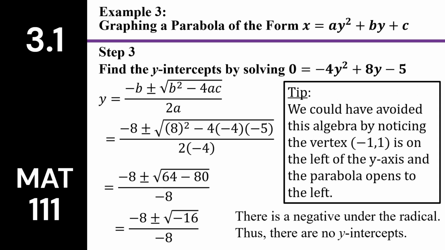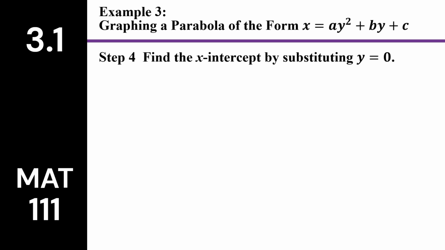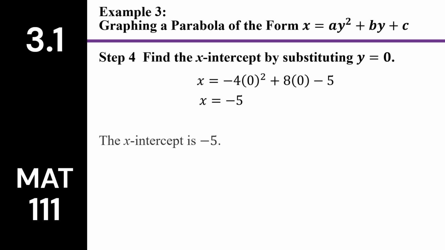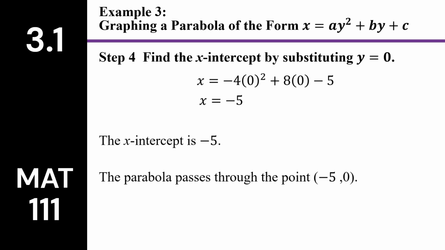We could have avoided this algebra if we noticed that the vertex of (-1, 1) is on the left of the y-axis and the parabola opens to the left, so therefore it will never make contact with the y-axis. Step 4 is to find the x-intercept by substituting y equals 0. We substitute the 0 in, and we get x equals -5, so that's our x-intercept, and the parabola passes through the point (-5, 0).